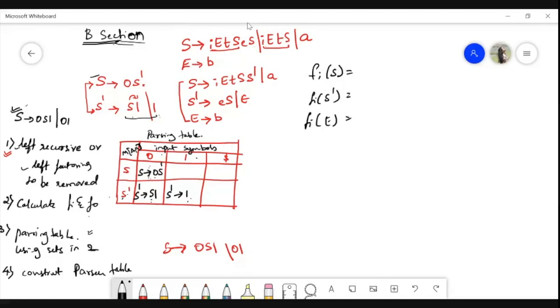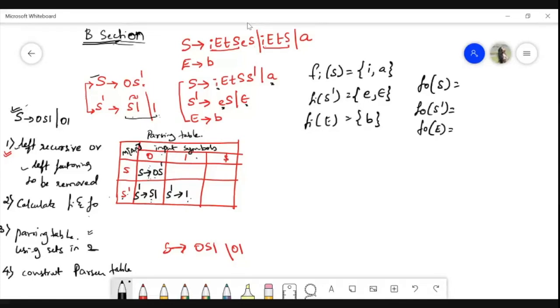So what is first of S? It is I and A. First of S dash is E and epsilon, and first of E is B. What is follow of S? Ma'am, what are the terminals and non-terminals in this? Small I is a terminal. Yes, the small letters are terminals. I, T, A, E, B are terminals, and the others are non-terminals.